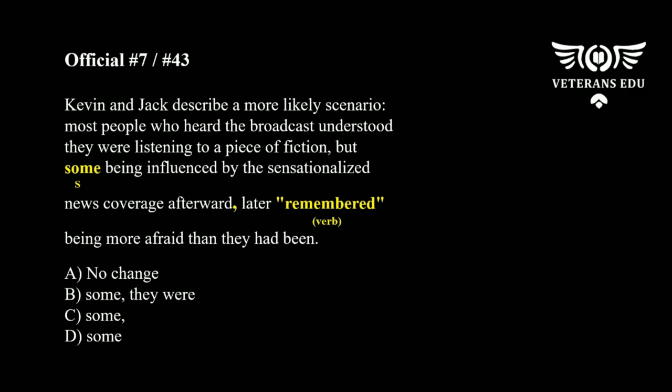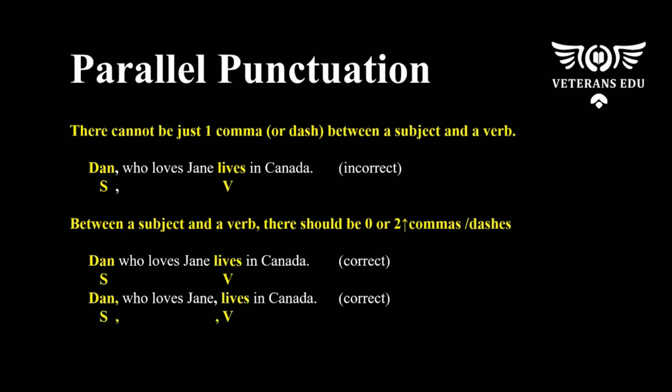So what is our answer? Well, parallel punctuation states that you've got to have either 0 commas or 2 commas, right? So the answer choice is going to be either B or C, but B will have another sentence inside a modifier and it's unnecessary, so the answer is C. This is called parallel punctuation, so remember, between a subject and a verb, you're either going to have 0 or 2 commas or dashes.